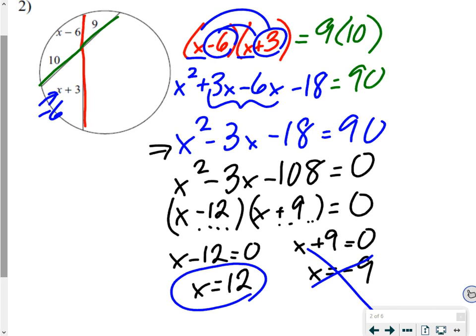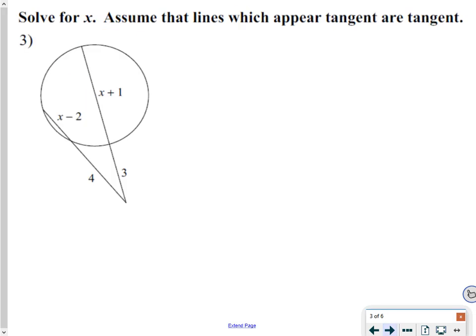Let's check out example 3. In this case, we have two secants, so this is our secant relationship. Like we've said before, exterior times whole equals exterior times whole.